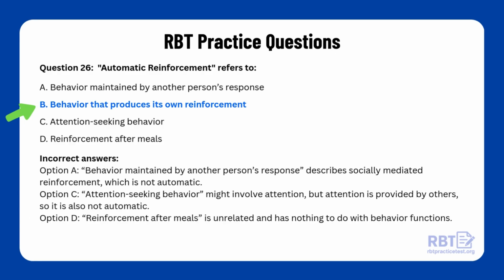Now for the wrong answers. A describes socially mediated reinforcement, which is not automatic. C might involve attention, but attention is provided by others, so it is also not automatic. D is unrelated and has nothing to do with behavior functions.